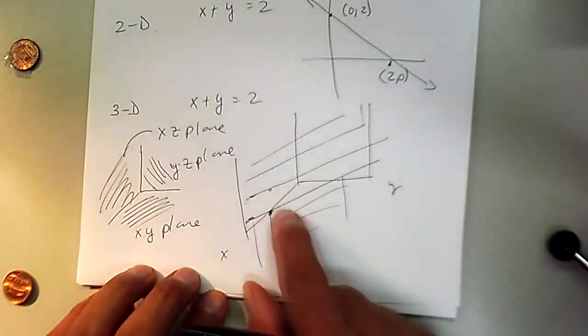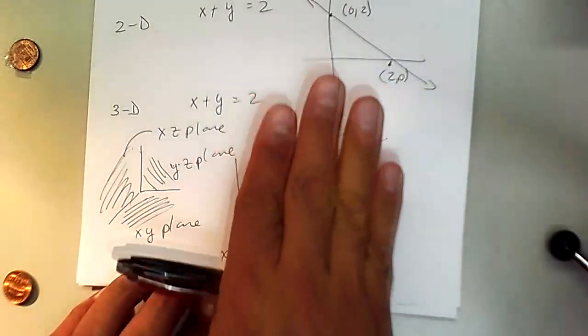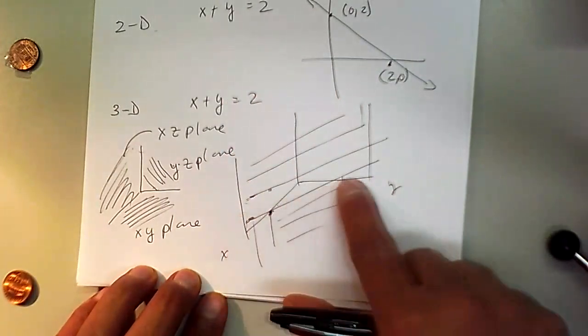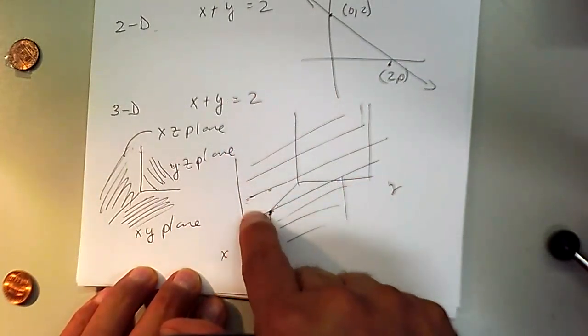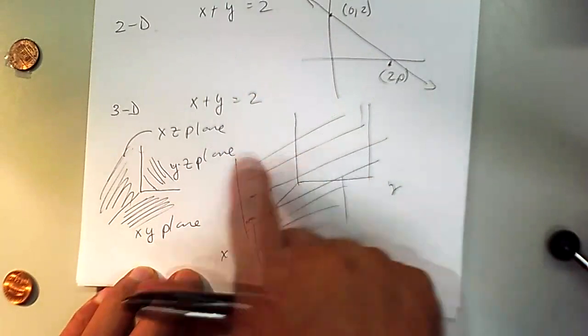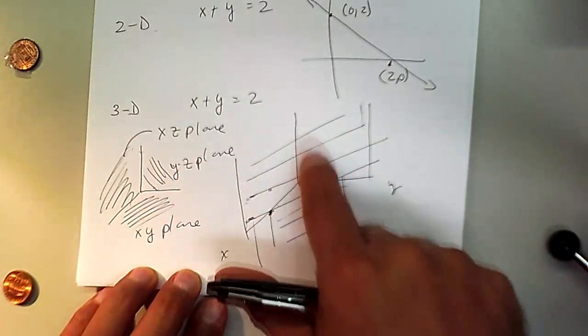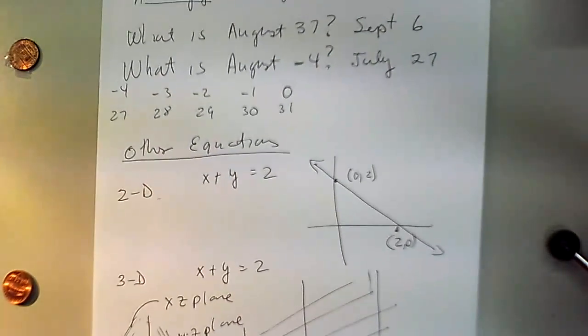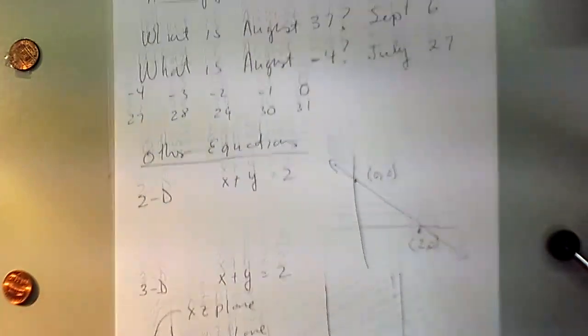So this is neither of them. It's vertical, yes, but it is diagonal compared to the xz plane and the yz plane. So this is diagonal. Yep. And then we can have a plane.